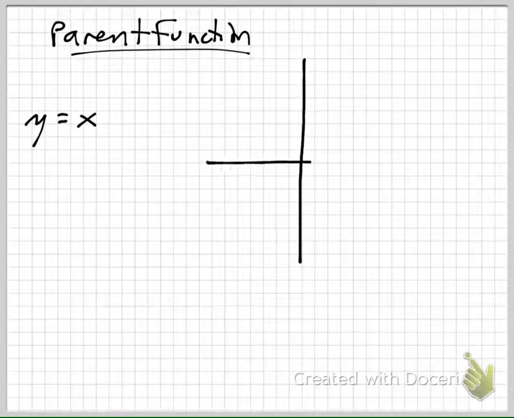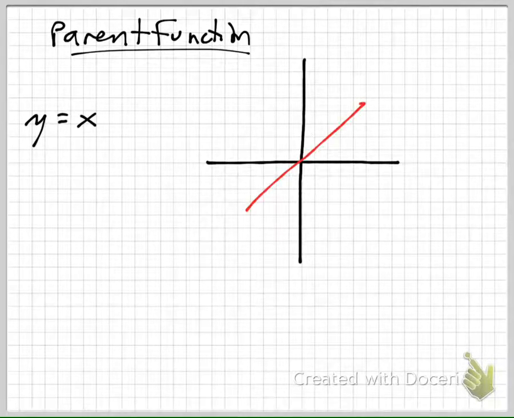Okay, here's our graph. What would it look like? You know how to do this. Where would it cross the Y? 0. It crosses the origin. And what's the slope? 1, which means up 1 over 1. So then the parent function, this thing's graph, would look like this. Do you agree? That's the parent function.